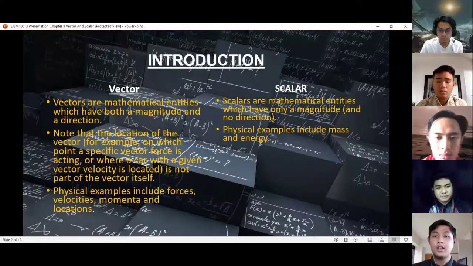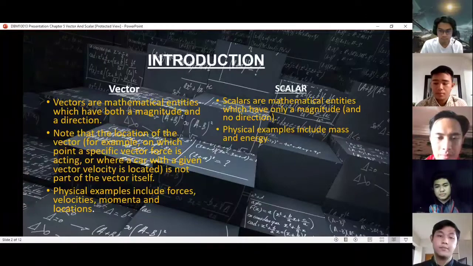Scalars are mathematical entities which have only a magnitude and no direction. Physical examples include mass and energy.